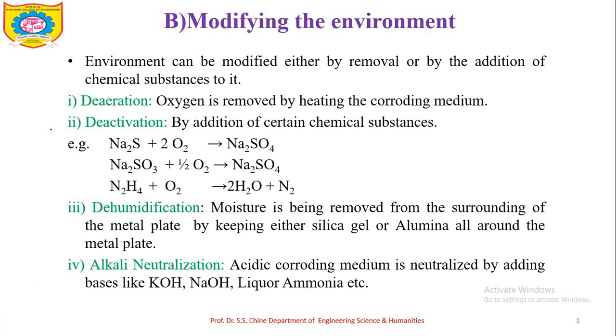The first one is deaeration. Deaeration means what? That is removal of oxygen. So the main corrosion causing environmental gas is oxygen. So we need to remove the oxygen by heating the corroding medium. Then second is deactivation. So by addition of certain chemical substances, this oxygen can be deactivated.